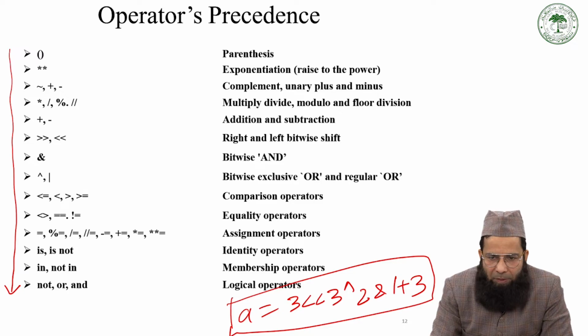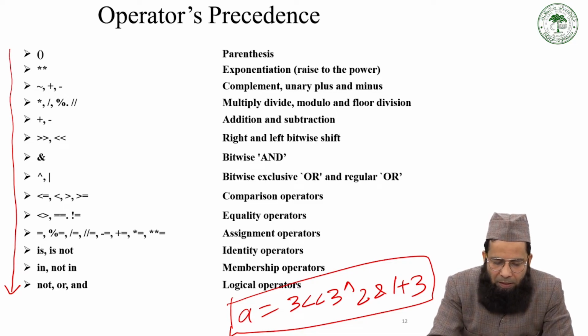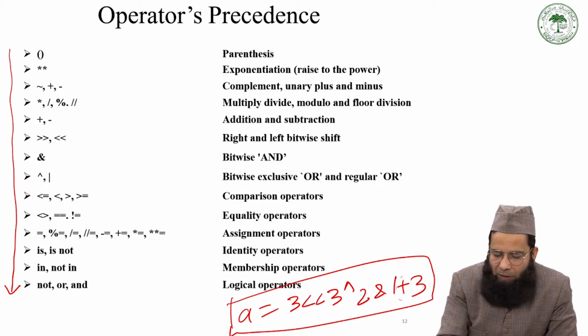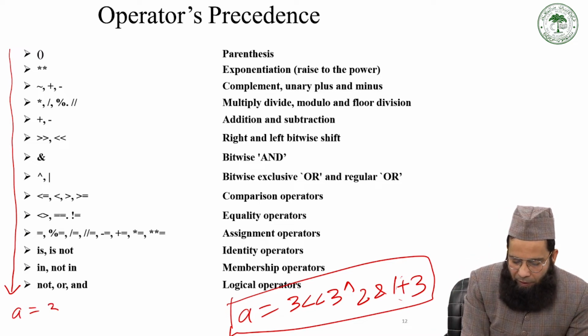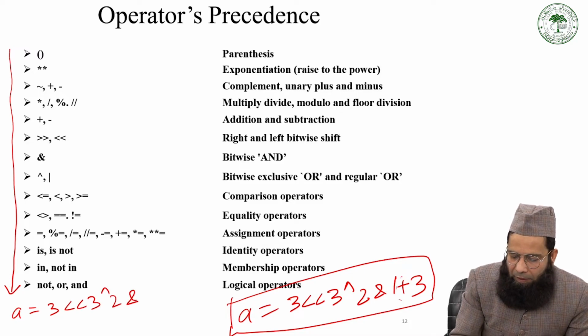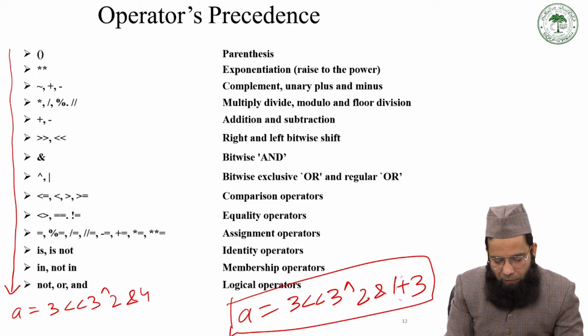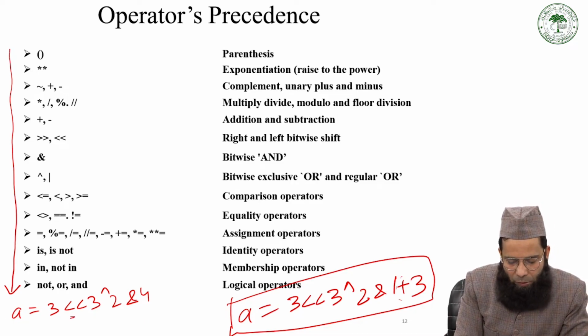In this particular example, which operator would work first? In this expression, plus has higher precedence, so first it will be calculated. So the result would be A is equal to 3 left shift 3, then XOR operator, and 2 bitwise AND 4. Now we need to check which operator should be executed first.